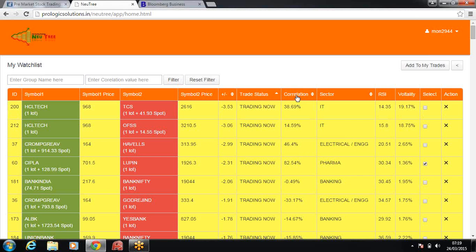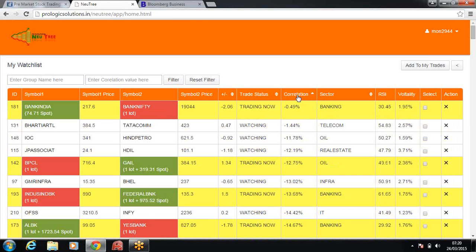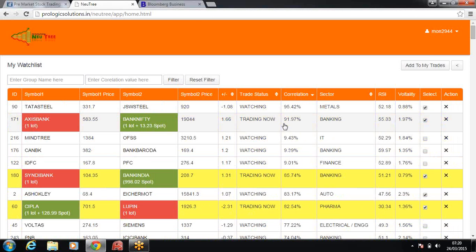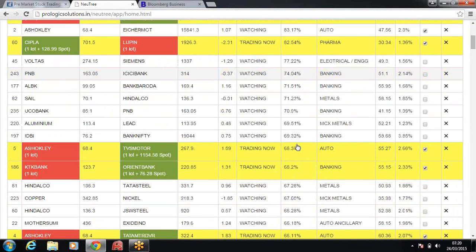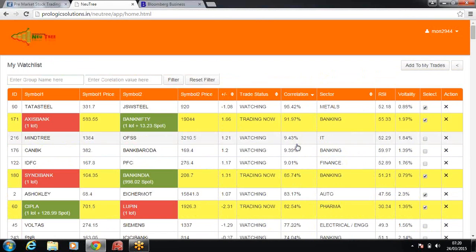In terms of correlation, correlation is very important. So you click on correlation and you choose any trades above 70%. Above 70%, you can pick those trades. So your first criterion should be that your correlation should be 70 plus and above. And the next thing is your winning trades, and we have added the RSI and volatility also.